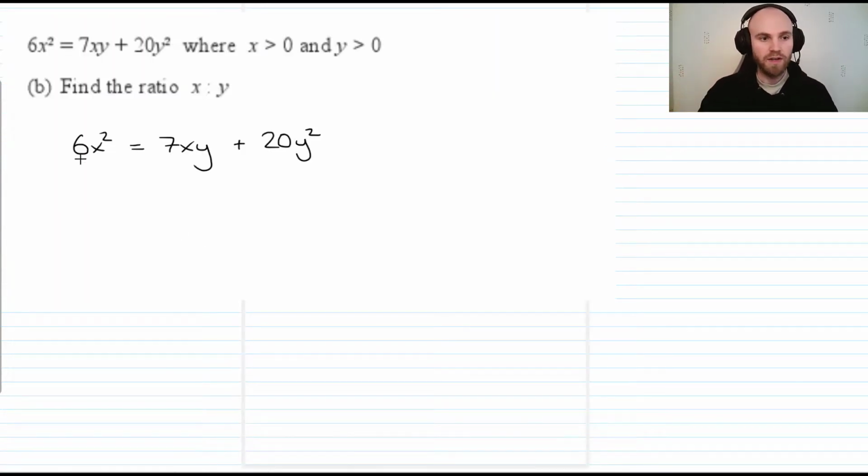Okay, so first of all, I want to get this equal to 0 so we can factorize this. So I'm going to have 6x squared here, but I'm going to subtract 7xy and 20y squared from both sides.